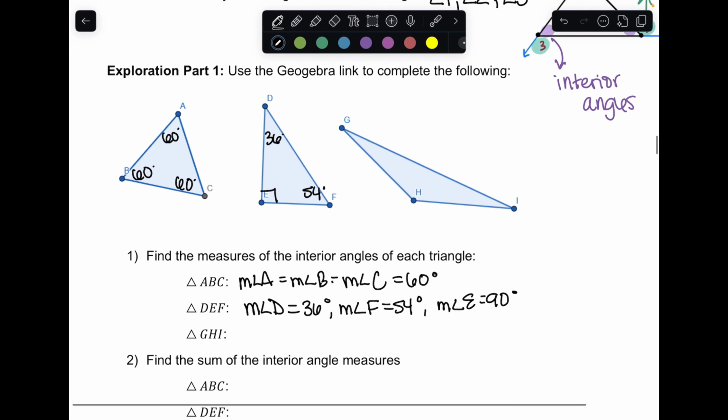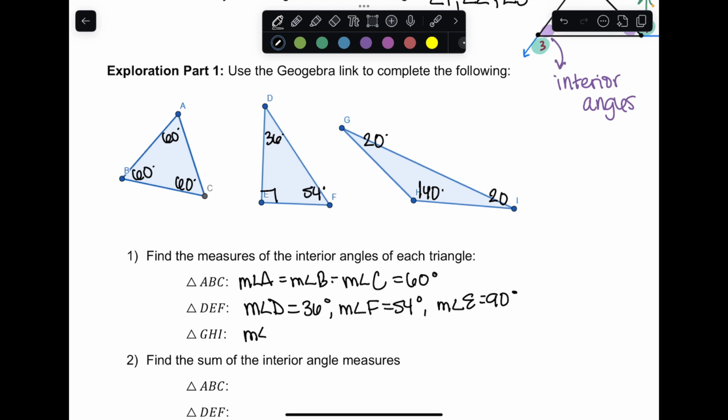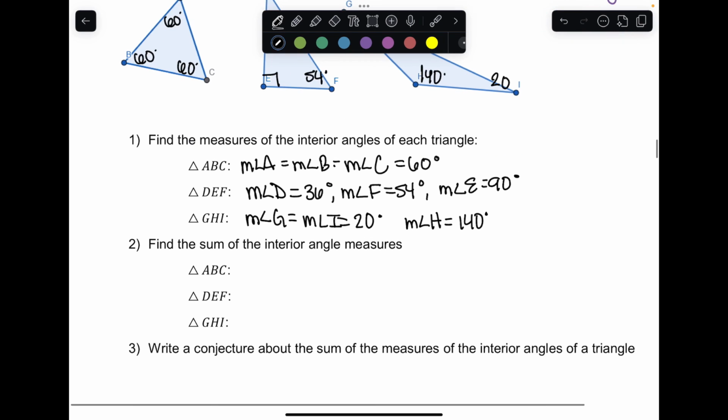And then for your last one, you would have gotten 140, 20, and 20. So once you get all those, we can kind of start the exploration here.